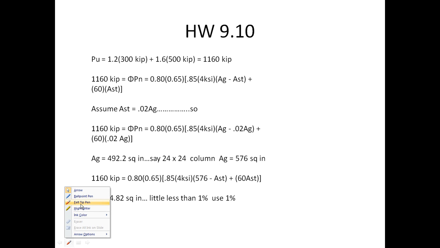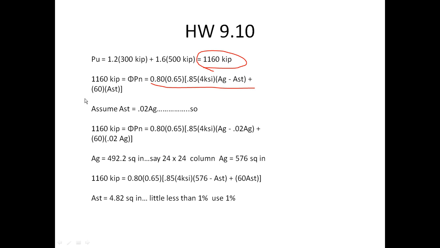and I come up with 1,160 kips. I then set P_u equal to the formula we just got done with in the previous problem, the design capacity formula. Again, this 9.10 is a tied column, so again the phi value is 0.65.